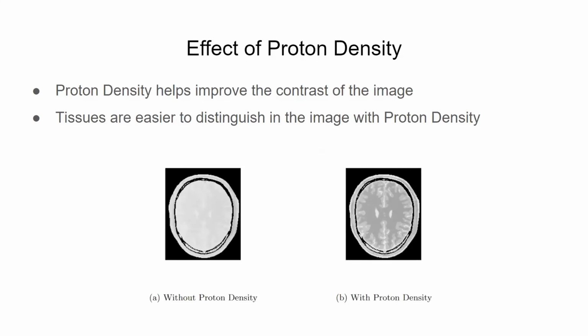Proton density also helps to improve the contrast of the MRI. The output of our simulator with and without proton density clearly shows that the image with proton density has much better contrast. Without proton density, it is almost impossible to differentiate between the types of tissues.